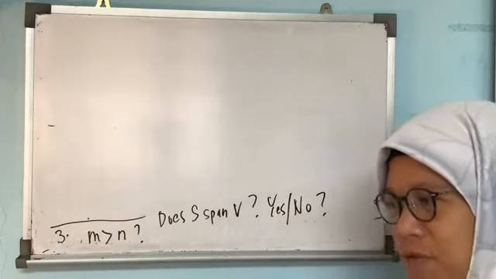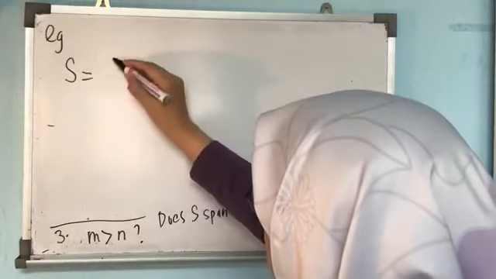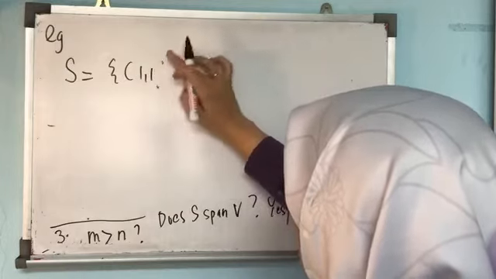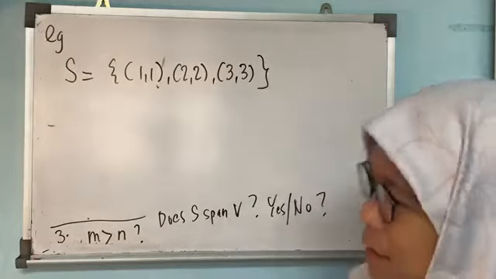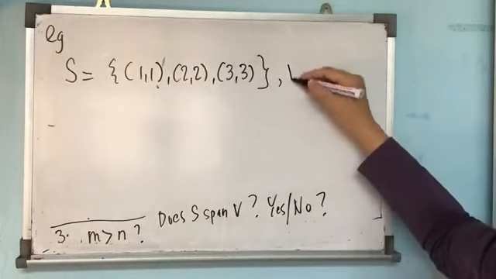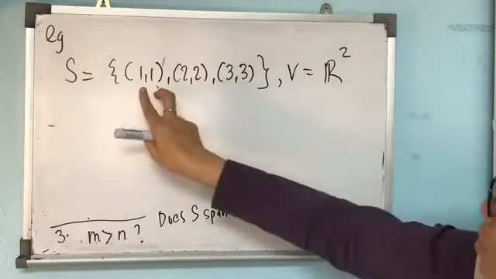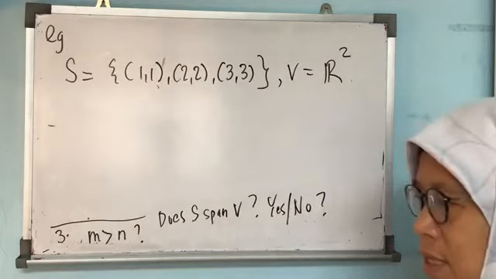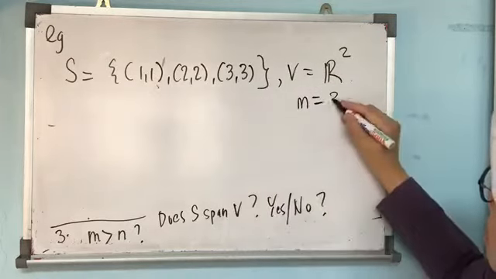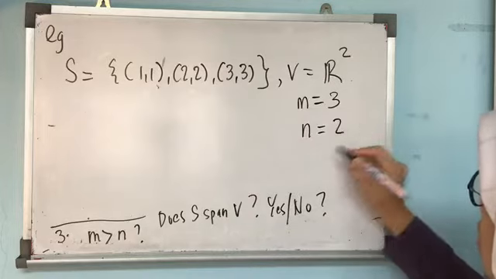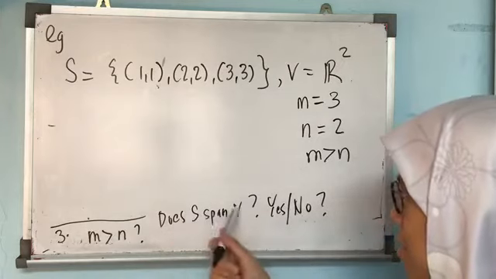Okay, I give you a very simple question. S is {(1,1), (2,2), (3,3)}. What is V? V is R2, right? Because 2 components. What is M? M is 3, N is 2. M is bigger than N. Okay, this is the case. Now the question is, does S span V?